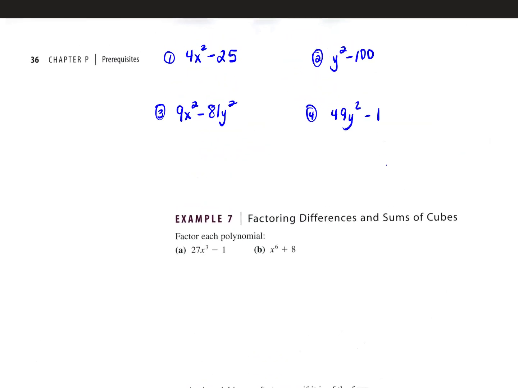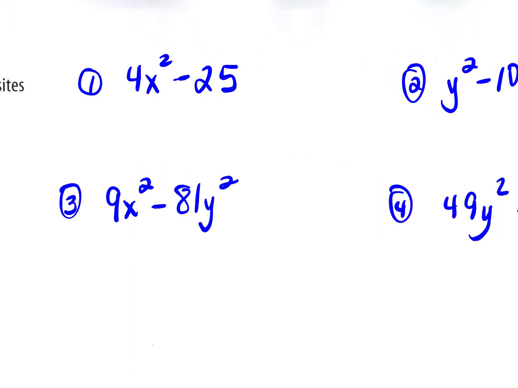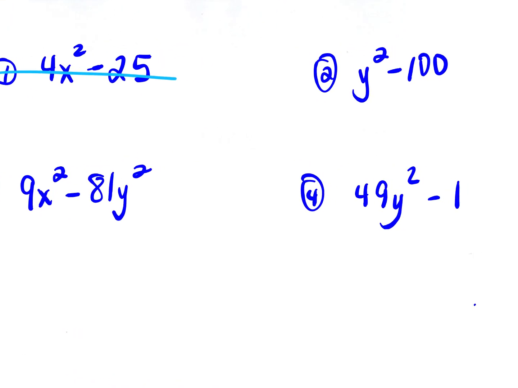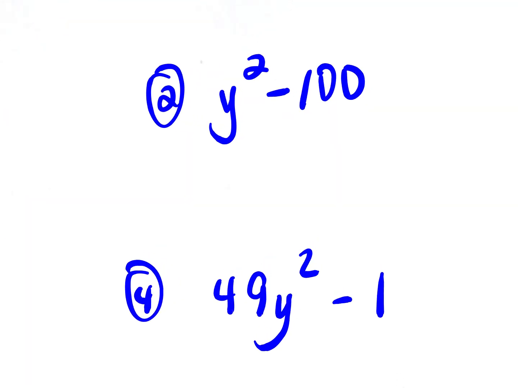All right, let's look at the ones on the next page. Number 1 is the same thing as A on the last page, so we just did that. Let's look at number 2. So this is the difference of squares.